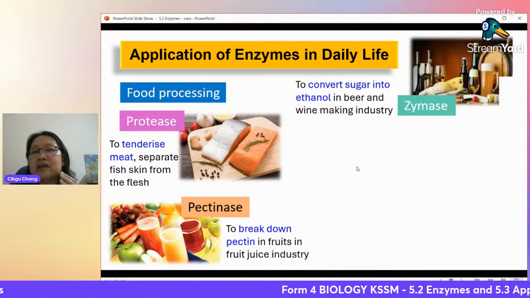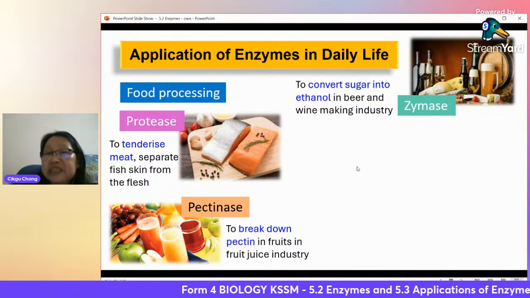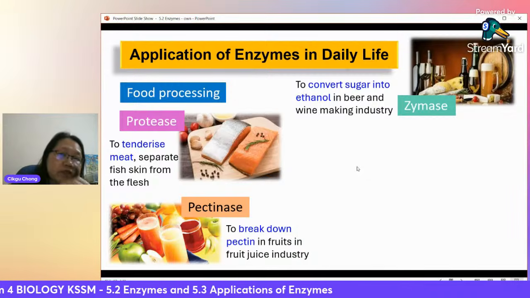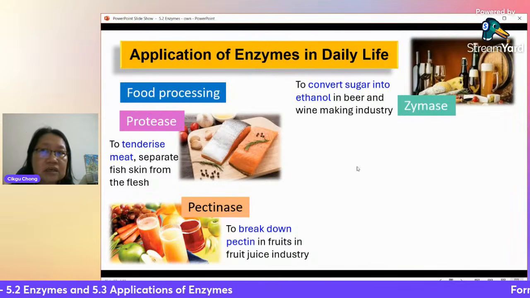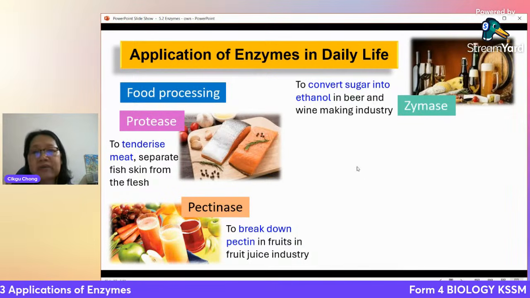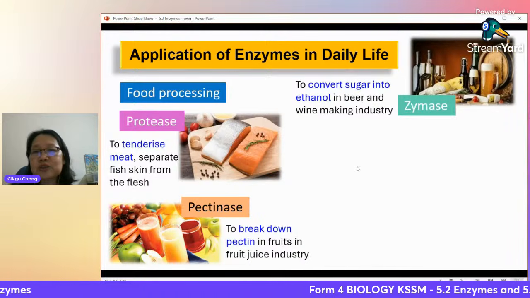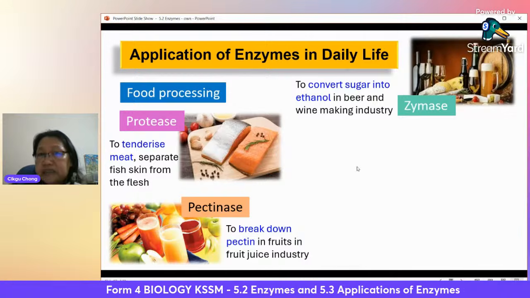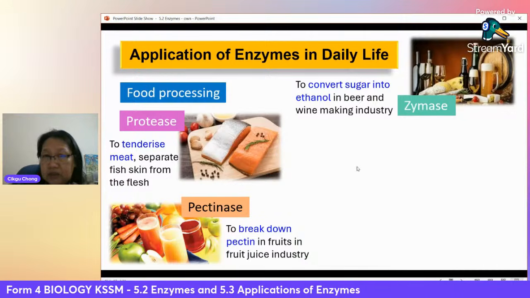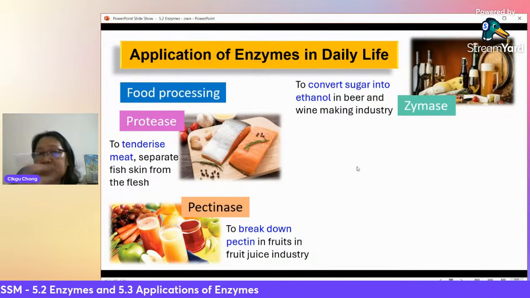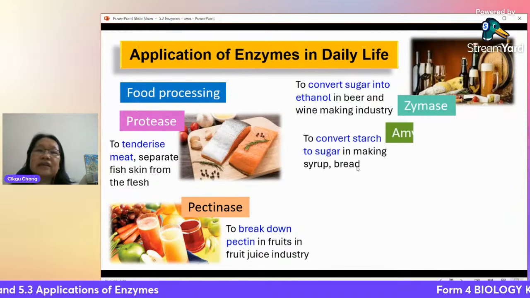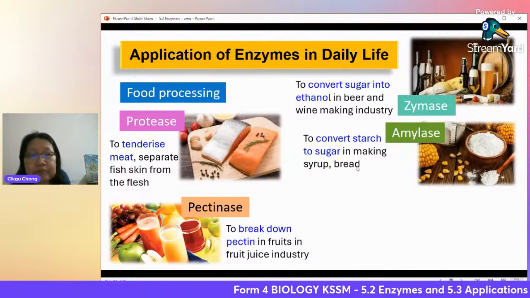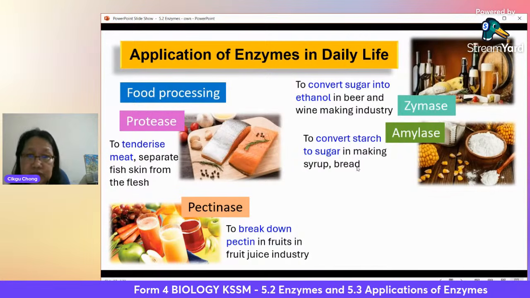Okay, next, zymase. Zymase is inside the yeast. So you need your yeast to make beer and to make wine. Is to convert sugar into ethanol. Ethanol is the alcohol. People get mabuk when you drink your wine and your beer, because you have your zymase enzyme to convert the sugar inside the juice, the grape juice and everything, to become alcohol. Okay, then amylase is to make syrup, making syrup. Okay, converting the starch to sugar using amylase.